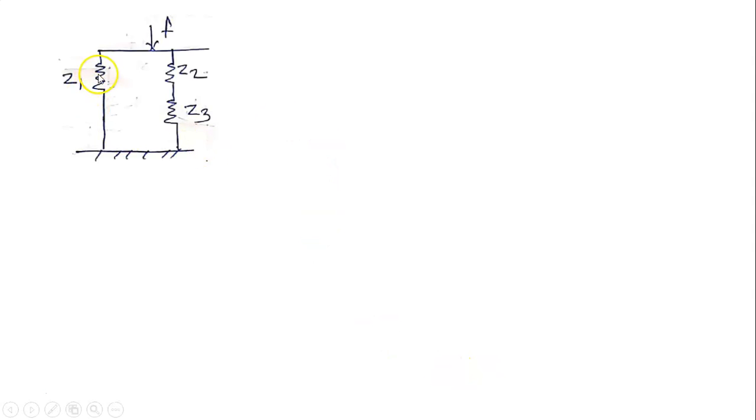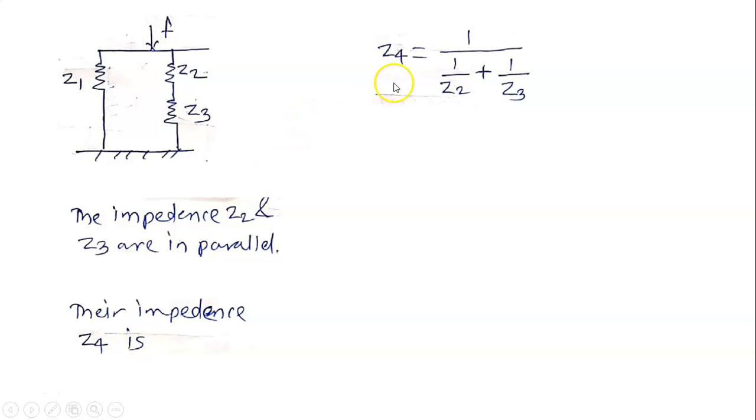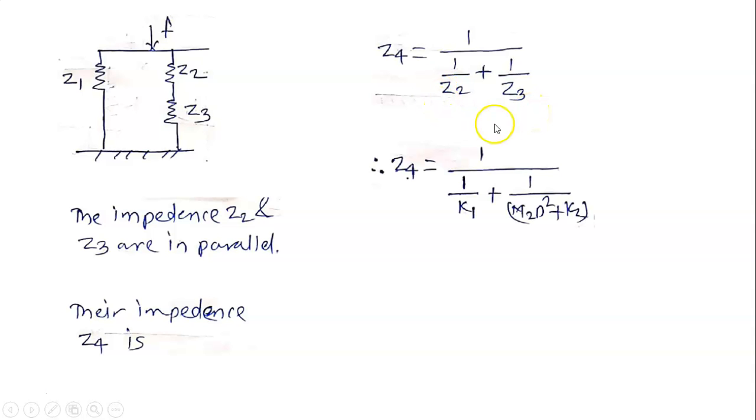Therefore, again we will redraw the diagram in terms of z1, z2 and z3. From the diagram we observe that z2 and z3 are in parallel. Therefore, their impedance z4 is, for a parallel combination, z4 is equal to 1 divided by (1 upon z2 plus 1 upon z3). Substituting the values of z2 and z3, z4 is equal to 1 divided by (1 upon k1 plus 1 upon m2D square plus k2).